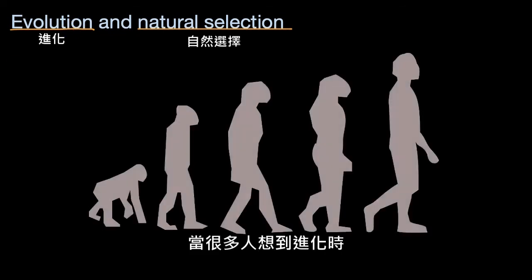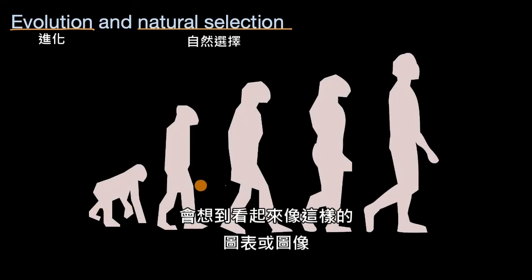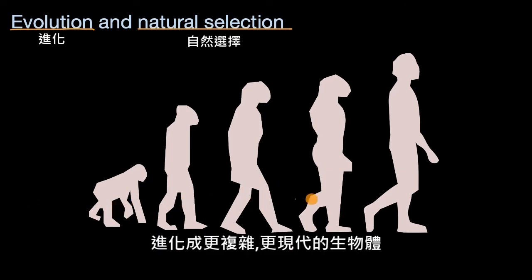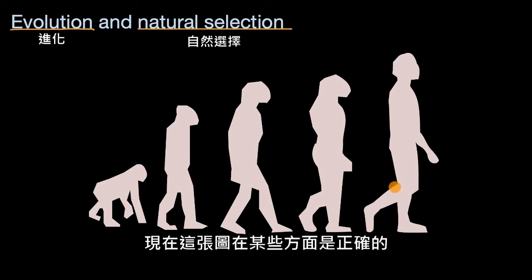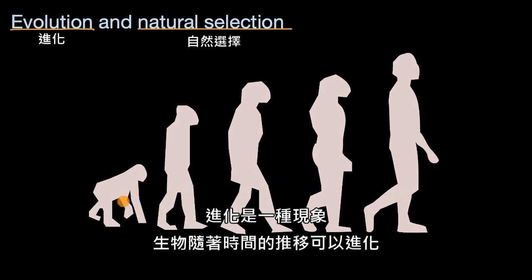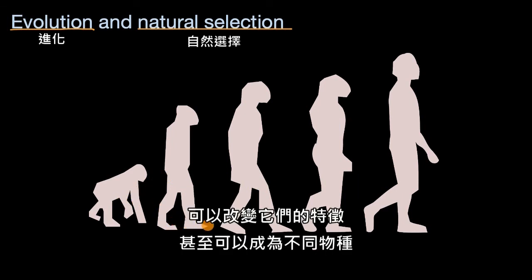So when a lot of people think of evolution, they think of a diagram or an image that looks something like this. They can see what they would consider to be a more primitive ancestor evolving into a more sophisticated, a more modern type of organism. And this is going from some type of primitive ape all the way to human beings. Now, there's some aspects of this diagram that give the right idea, that evolution is the phenomenon that organisms over time can evolve, can change in their traits, and can actually become different species.